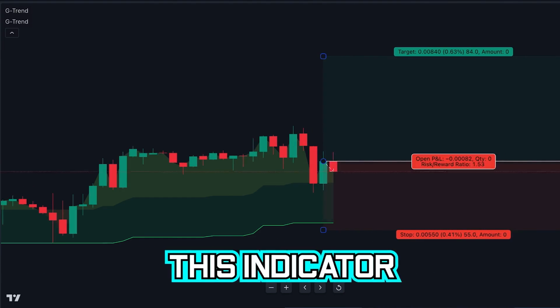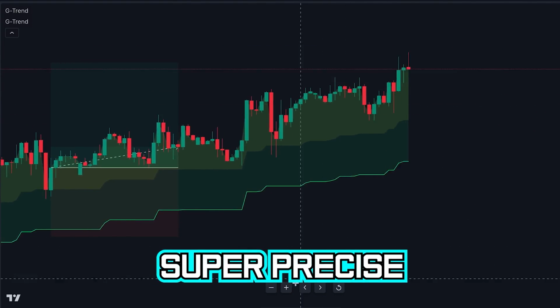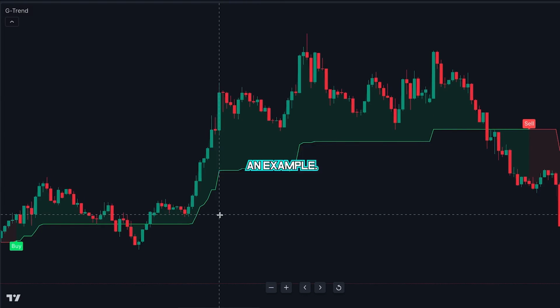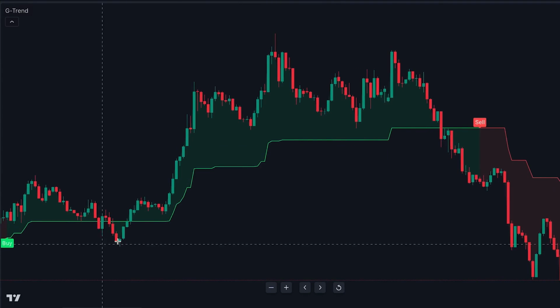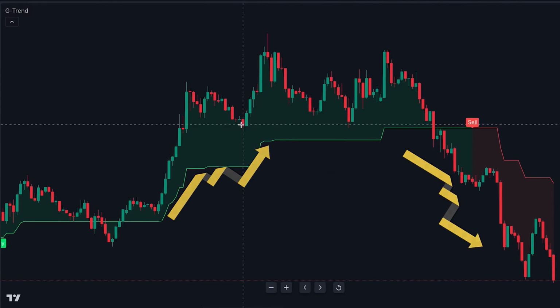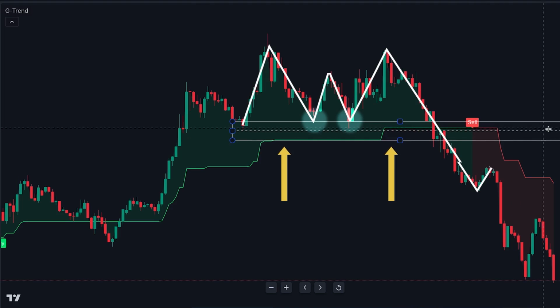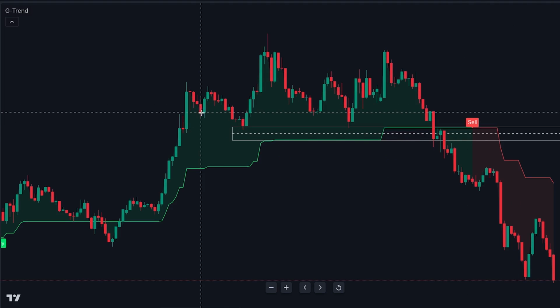The third way of using this indicator is to find areas of liquidity and attempt to execute super precise entries. Here is an example. Here we can see that the market trend has previously shifted from bullish to bearish. If you look at this level, we can see that this level on the indicator was maintaining strongly.